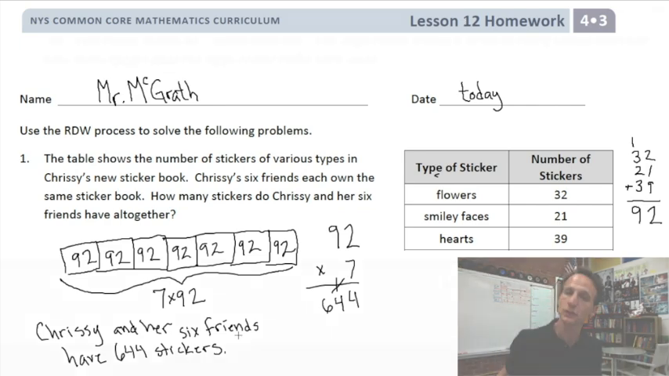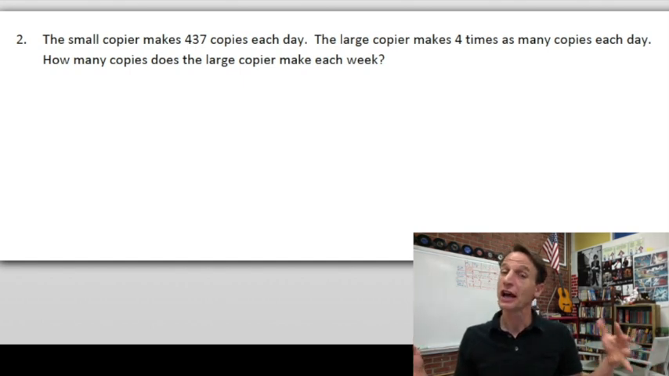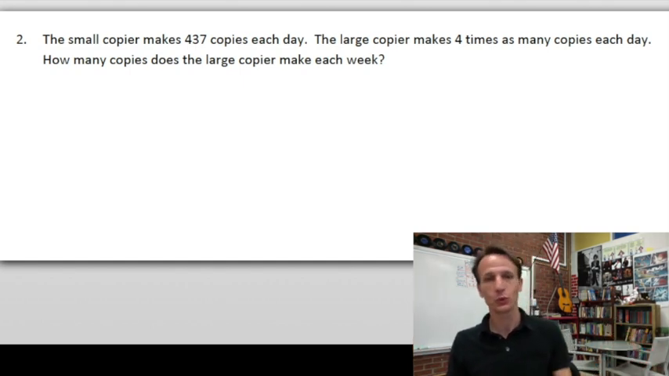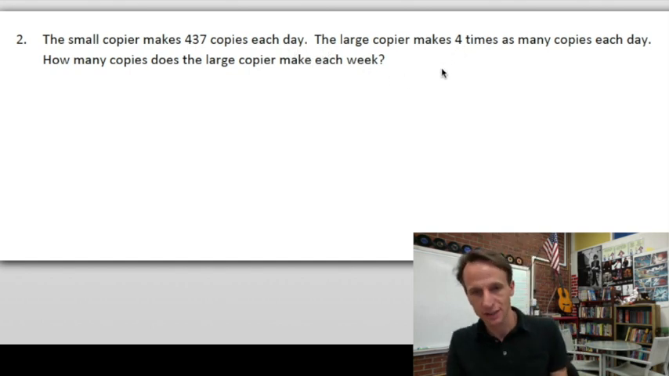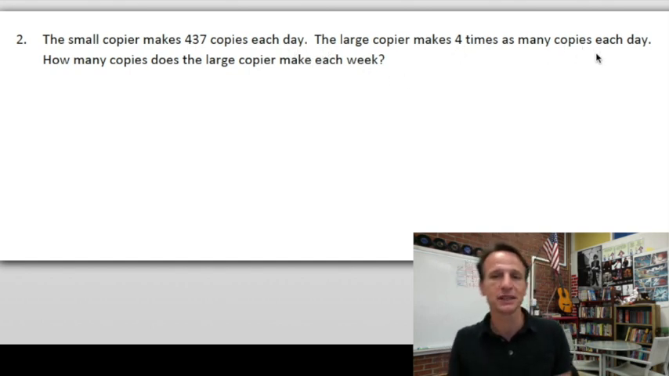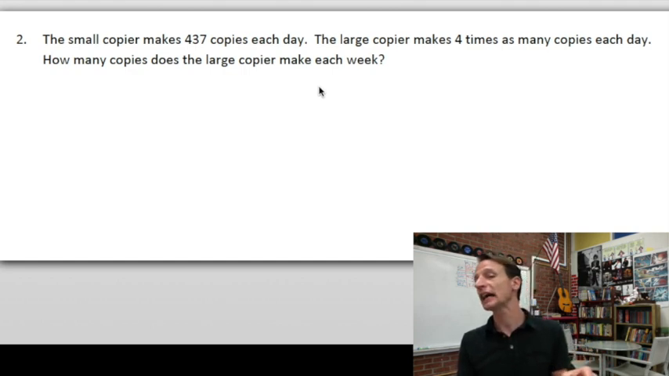Let's move on to number 2. Well, if you want to get a teacher going, just say the word copier. Yeah, that's like universal there. So the small copier, aren't they all? Makes 437 copies each day. The large copier makes 4 times as many copies each day as the smaller one, of course. So how many copies does the large copier make each week?